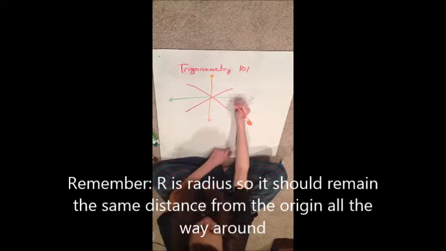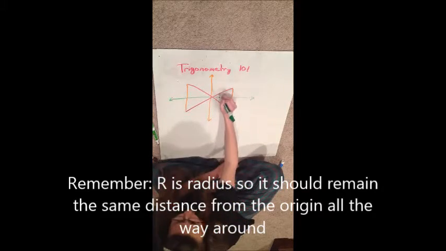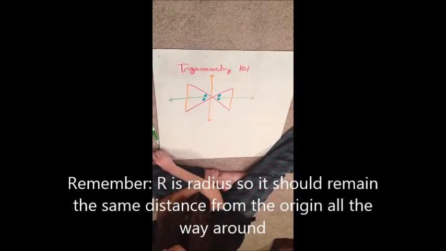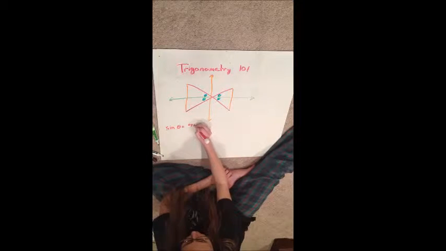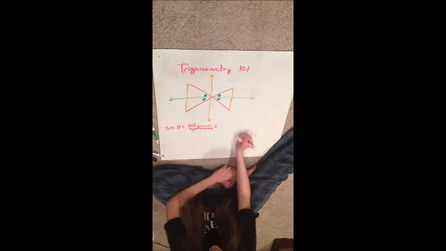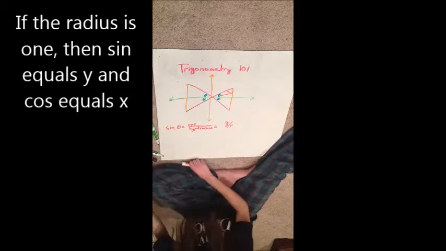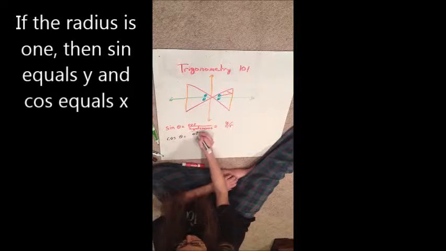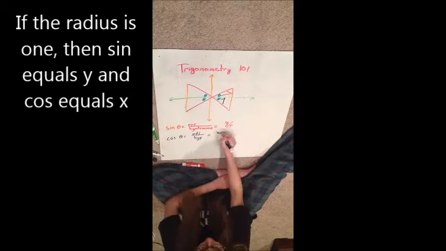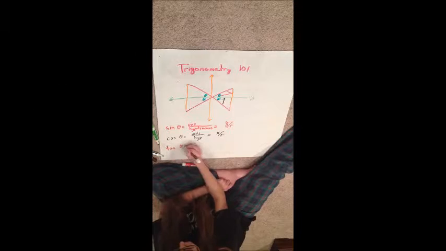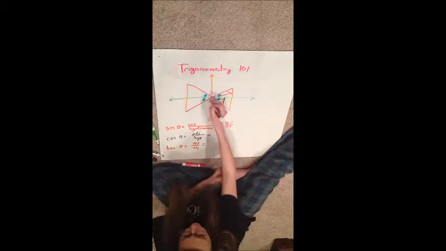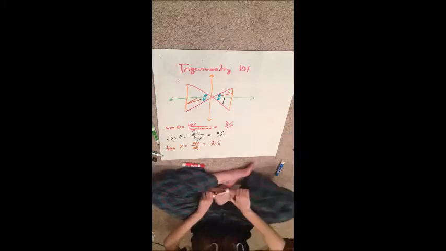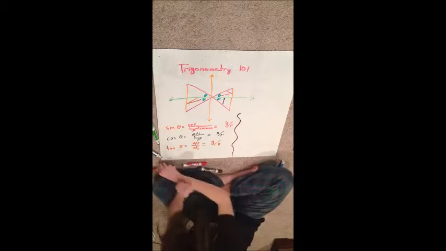So now that we know the basics of why we are doing this and what we are doing, let's get down into the different types of trig functions. One of the first trig functions is called sine. Sine is opposite over hypotenuse. In this case, it'd be y over r. Cosine is adjacent over hypotenuse, or x over r, and tangent is opposite over adjacent, or y over x.